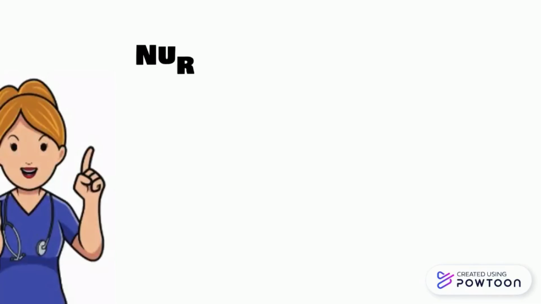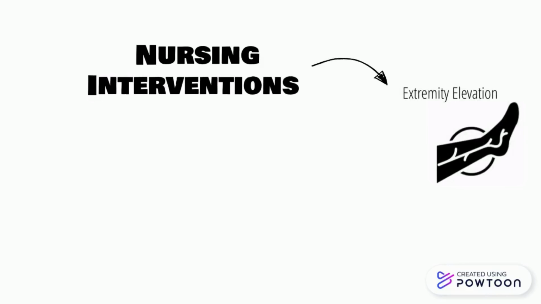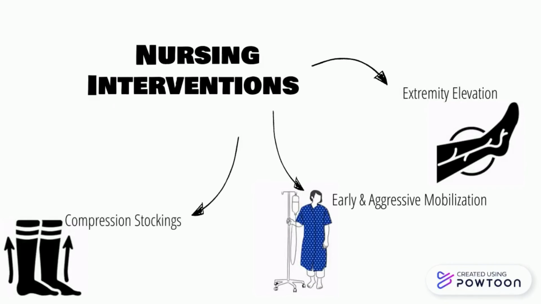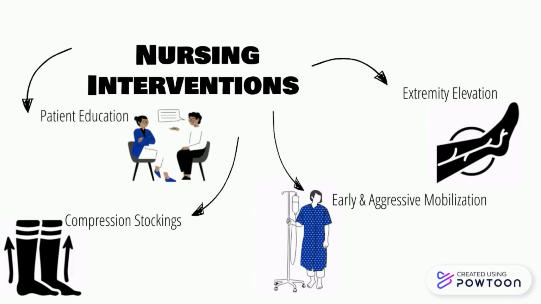Common nursing interventions include extremity elevation to decrease edema, early and aggressive mobilization, which is also the easiest and most cost-effective way to decrease the risk of DVT. The use of compression stockings can increase venous blood flow, velocity, prevention of venous wall dilation, improvement of venous valve function, and stimulation of endothelial fibrinolytic activity. Lastly, we want to educate our patients about the benefits of smoking cessation, weight loss, exercise, and the avoidance of constrictive clothing. We can also teach our patients to flex and extend their lower extremities every 2 to 4 hours while awake.